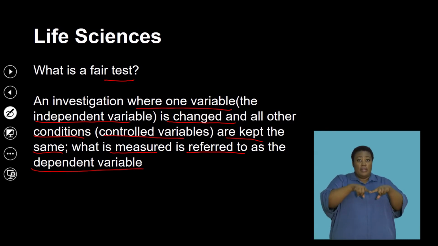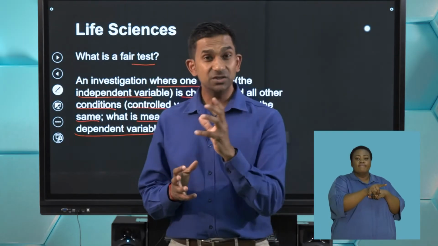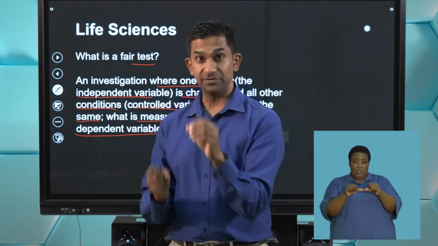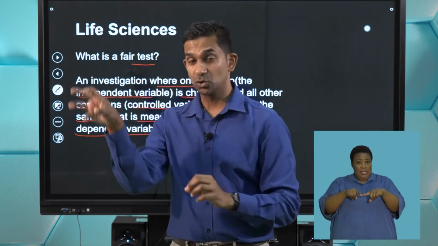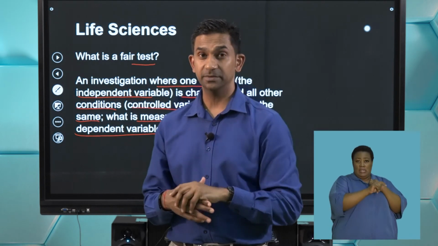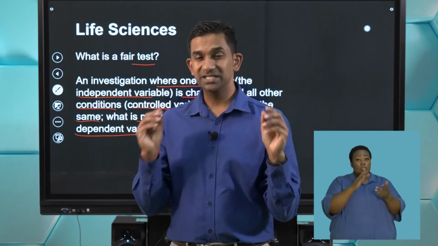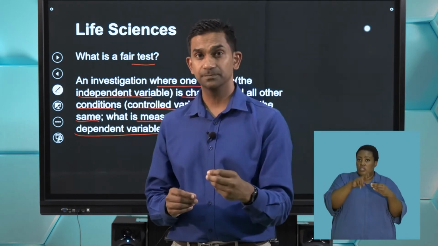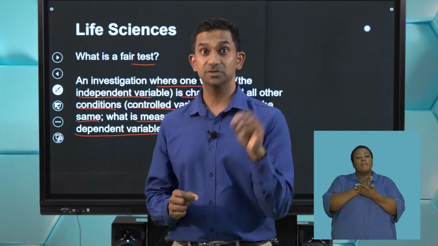So we often have an experiment where we're testing what the independent variable is. We also need to ensure that we're able to measure some variable which we refer to as the dependent variable, and that talks to the effect of the independent variable. But to ensure that our experiment is fair and consistent and produces the same results, we need to keep those other variables constant.